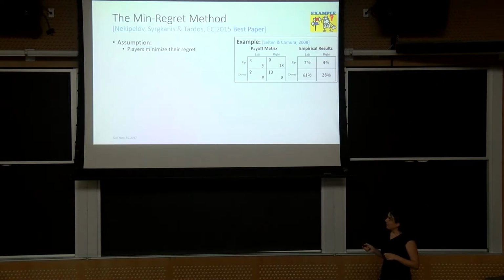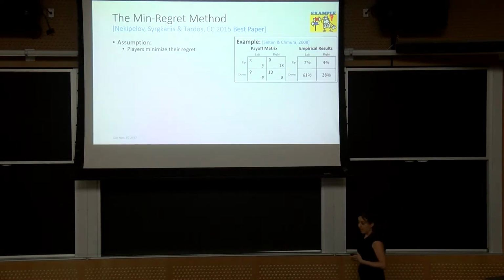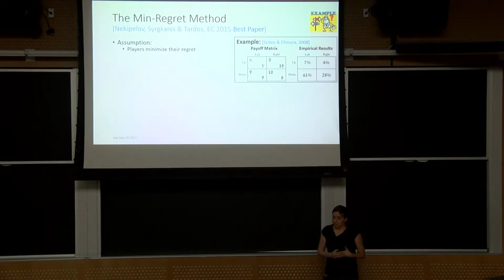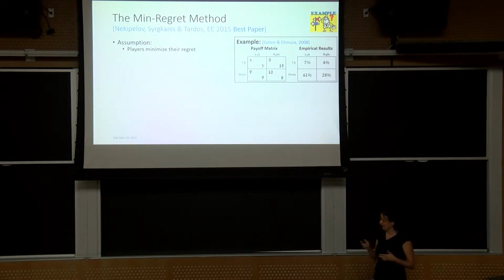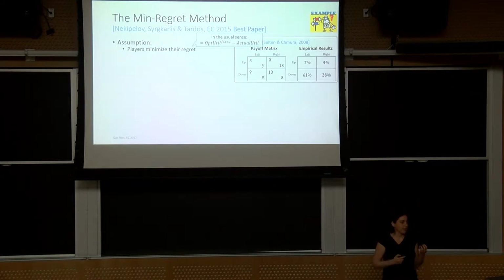And a second, much more robust approach was suggested here in EC 2 years ago by Nekipelov, Syrgkanis, and Tardos. And they also got the best paper for that. And they suggested to perform this estimation based on a weaker assumption that the players minimize their regret in the repeated game. And the regret here is in the usual sense for the regret minimization literature that defines the regret for a player by the difference between the optimal utility the player could get by playing the best strategy through all the games and his actual utility in the games.